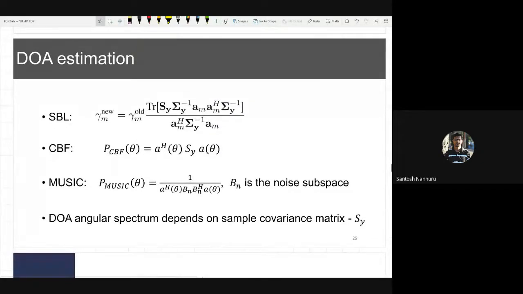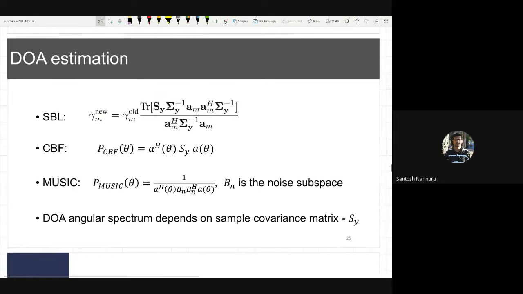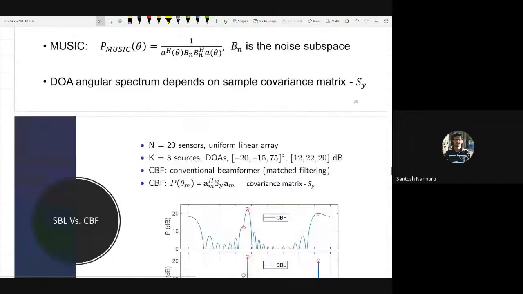Okay, so these are just the formulas I've written down, the main formulas for each of them. So CBF power spectrum, MUSIC, and for SBL, this gamma parameter is what I call the power spectrum. So it basically tells you for each direction, what is gamma. So it's the variance of the signal, right? If the variance is high, it means there is a source present in that direction, and if the variance is 0 or close to 0, it's not there. Okay.